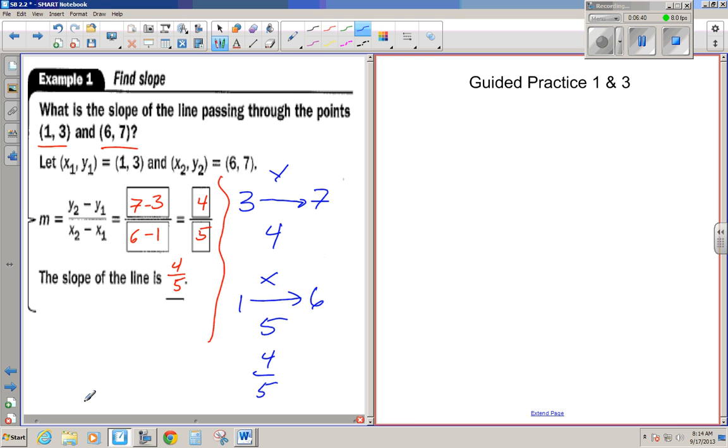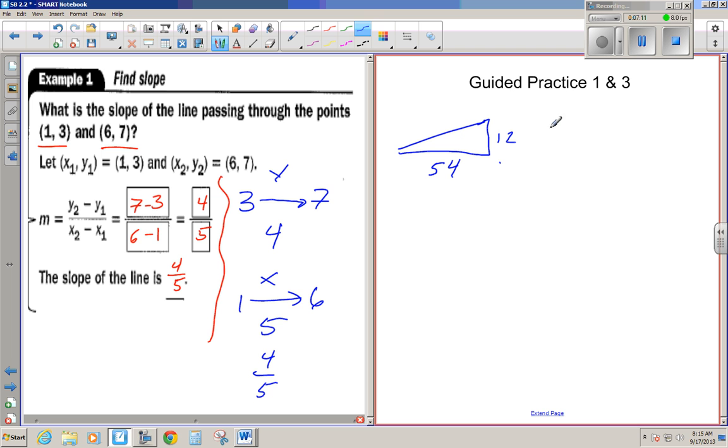Okay, guided practice number 1 says, what if, in example 1, suppose the rise of the ramp is changed to 12 inches without changing the run. What is the slope of the ramp? So if you go back to example 1, you'll see that you have a ramp. It says that the rise of the ramp changed to 12, but the run stayed at 54. They want to know what the slope of the ramp is.